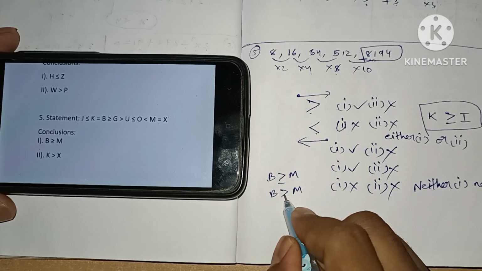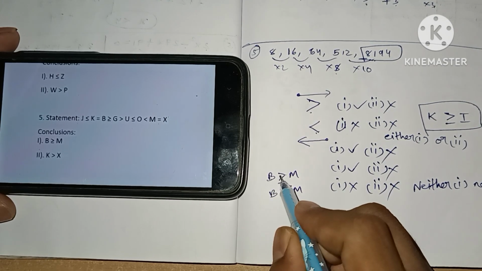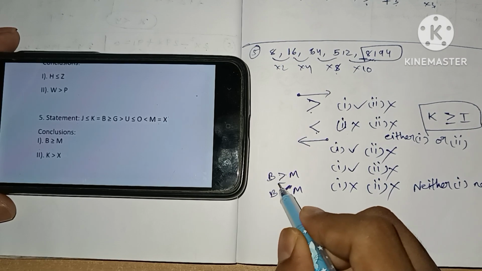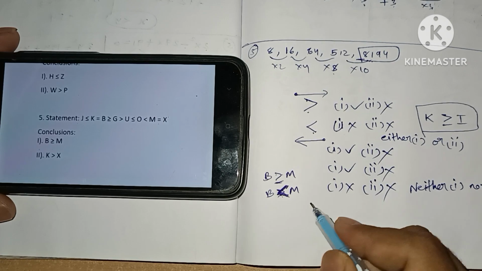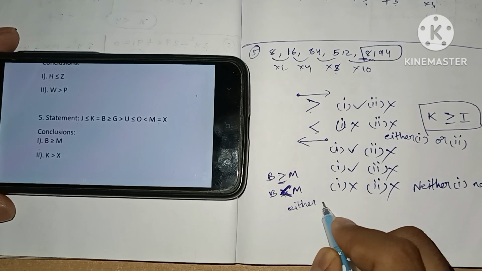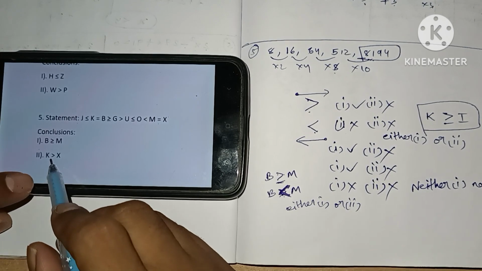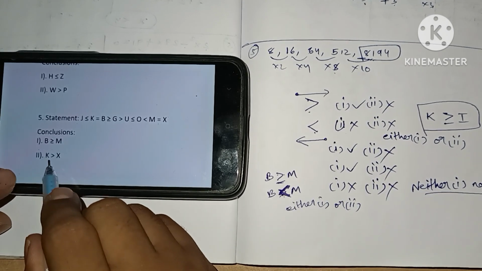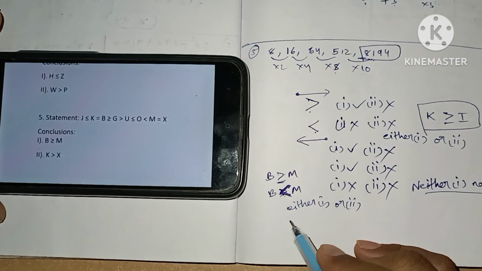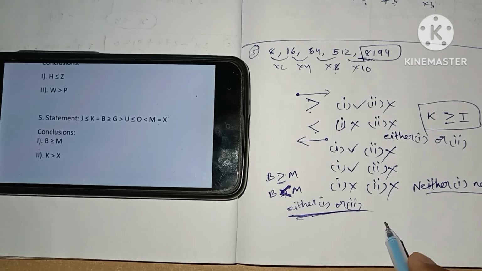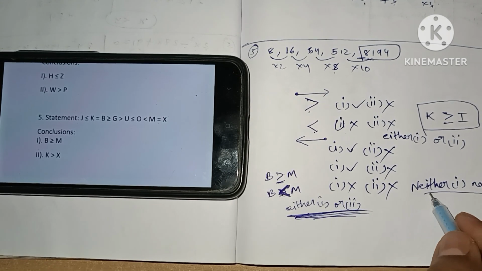Instead of the greater than symbol, if we had a lesser than symbol, we would see B is greater, B is lesser, B is equal to M. Then we would get the answer as either 1 or 2. But presently we got neither nor because of the greater than symbol. Are you clear about this question, or does anyone have any doubt in this question?